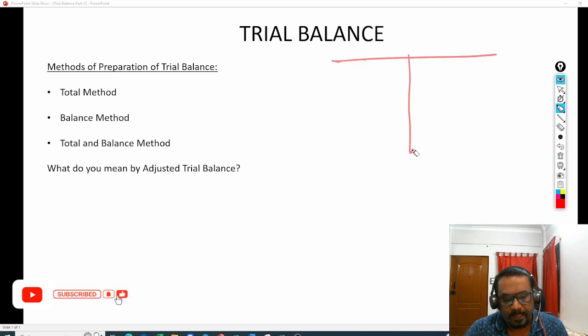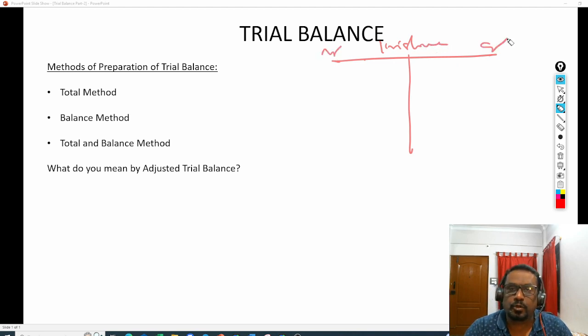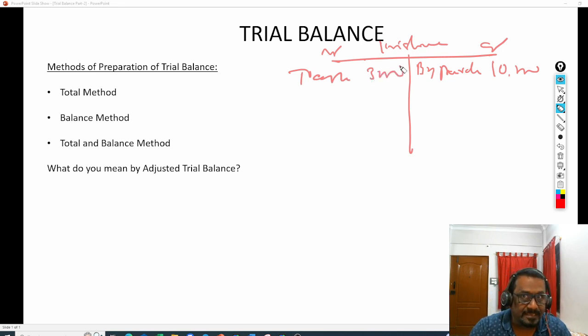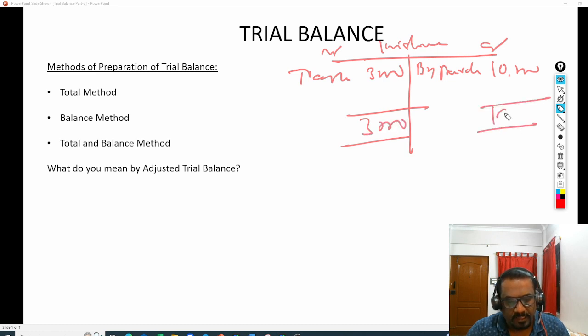I'll take another example. Let us say I have Krishna account. I purchased goods from Krishna for 10,000. So what entry do we write? Purchase account debit to Krishna account, purchases 10,000. And I paid 3,000 cash to him. Krishna account debit to cash account 3,000. We don't balance here. So total this 3,000, total this 10,000.